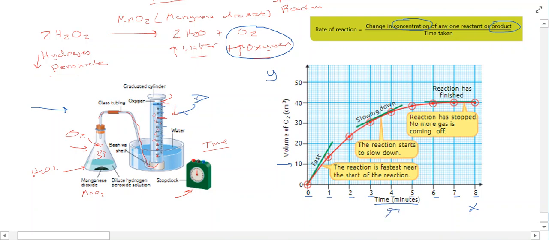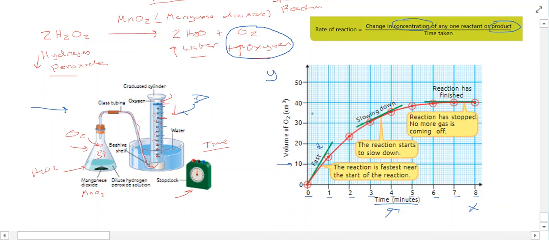You can see that at the start, the slope is very steep, or the amount of change is steep. So this part of the reaction is very fast. The reaction is fastest near the start. Then the reaction starts to slow down, and you can see that the curve starts to level out.